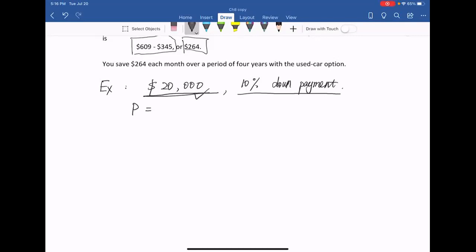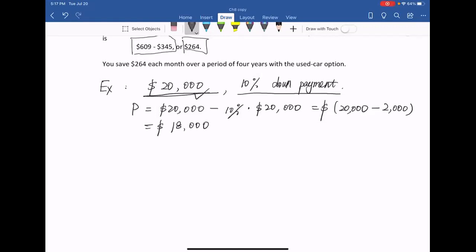You just need to borrow 20,000 subtract 10% times 20,000, which means you need to pay 20,000 subtract 2,000, which is $18,000. So the P here is different.